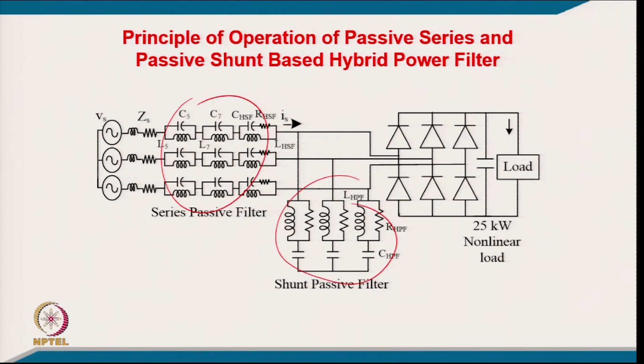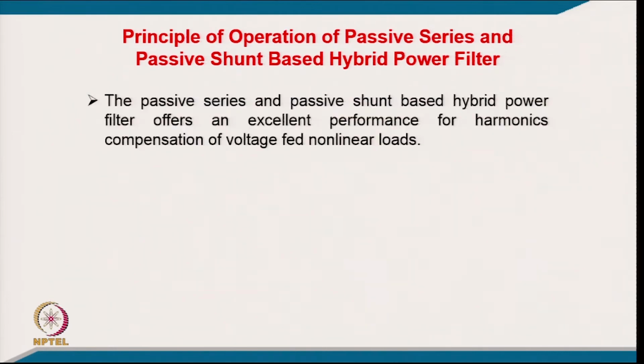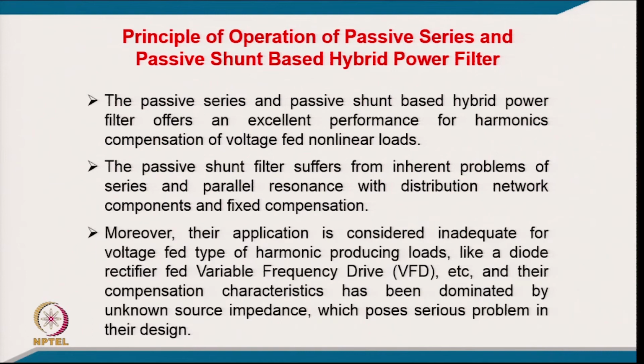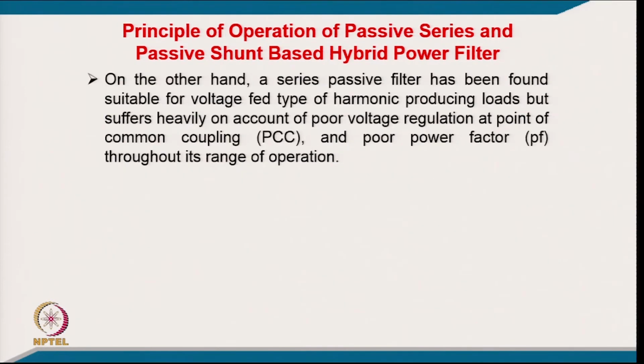So, we look into the design properly. The passive series and passive shunt based hybrid power filter offers excellent performance for harmonic compensation of voltage fed nonlinear load. The passive shunt filter suffers from the inherent problem of series and parallel resonance with distribution network component and fixed compensation. Moreover, its application is considered inadequate for voltage fed kind of harmonic producing load like a diode rectifier fed variable frequency type, and its compensation characteristic is dominated by unknown source impedance, which poses a serious problem in their design.